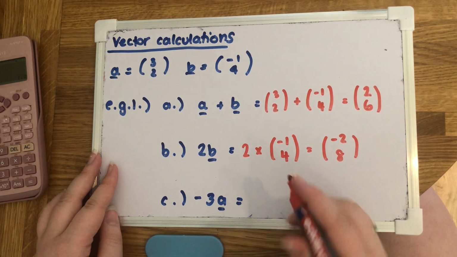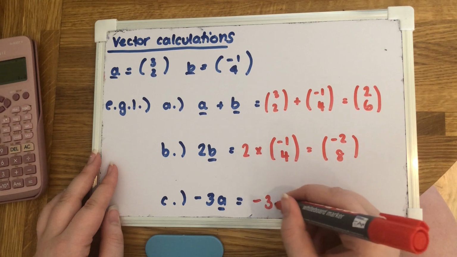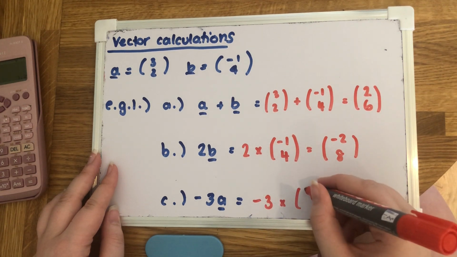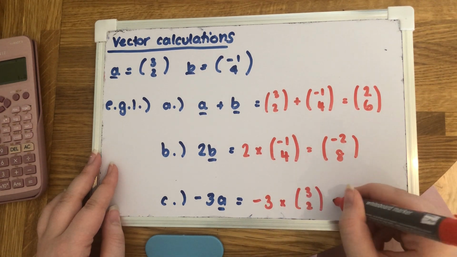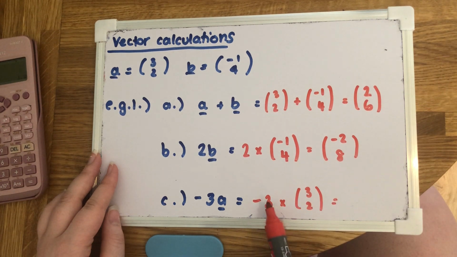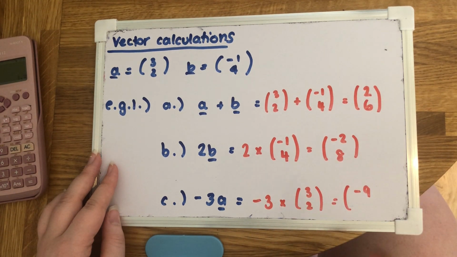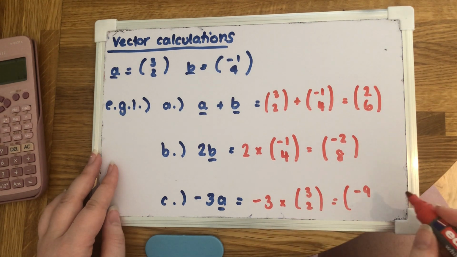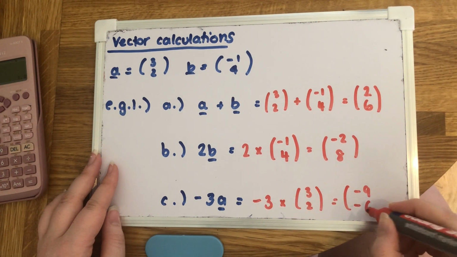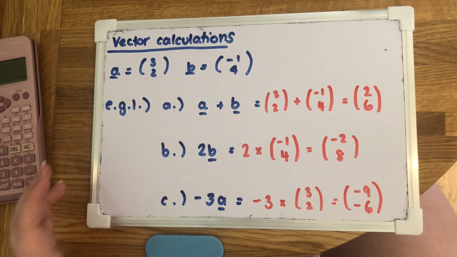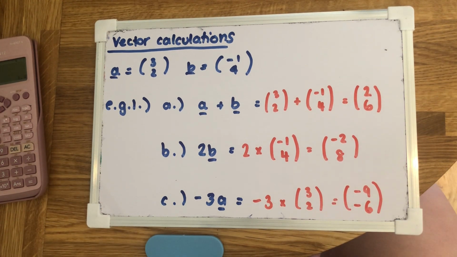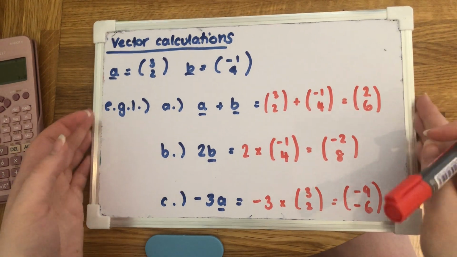Similar with the last one, we need to multiply the vector A by -3. We're going to start with the top first. So -3 multiplied by 3 gives us -9, and -3 multiplied by +2 gives us -6. So it's just making sure that you're very confident with your negative numbers: adding them, subtracting them, and multiplying with them.